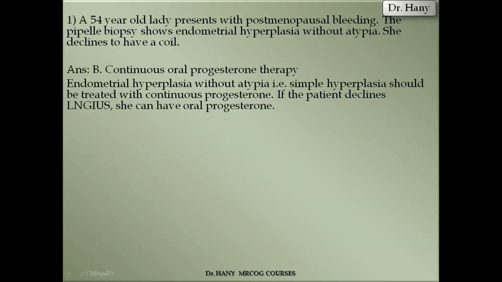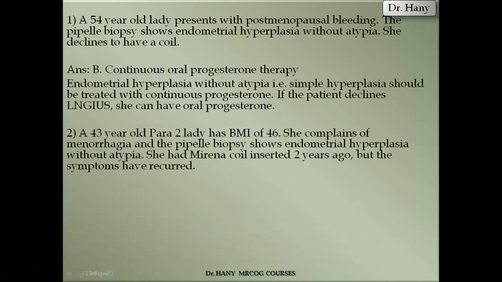Question number 2. A 43-year-old para-2 lady has a BMI of 46. She complains of menorrhagia and the pipelle biopsy shows endometrial hyperplasia without atypia. She had Mirena coil inserted 2 years ago, but the symptoms have recurred. Then, if continuous AUB is there, we go for surgery. Excellent. THBSO. You will remove the ovary or you will leave the ovary?